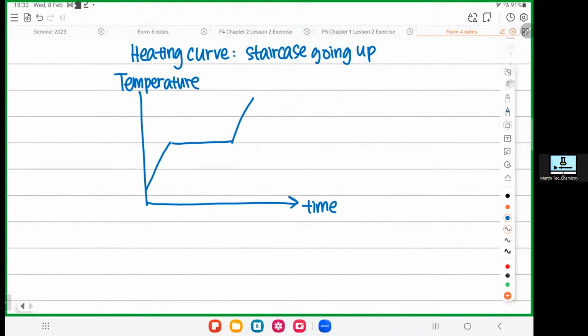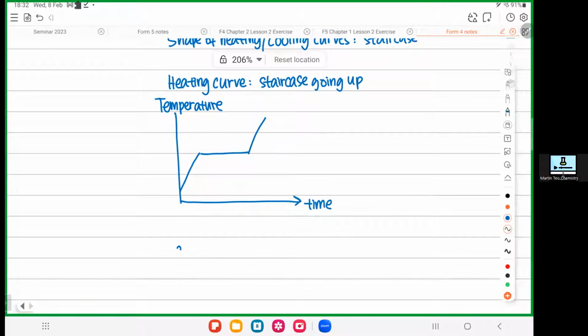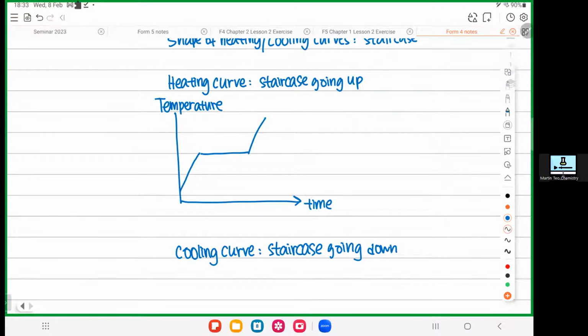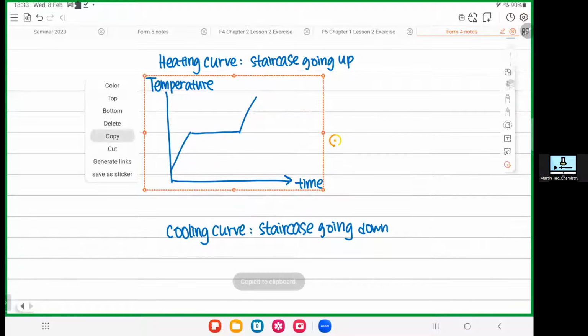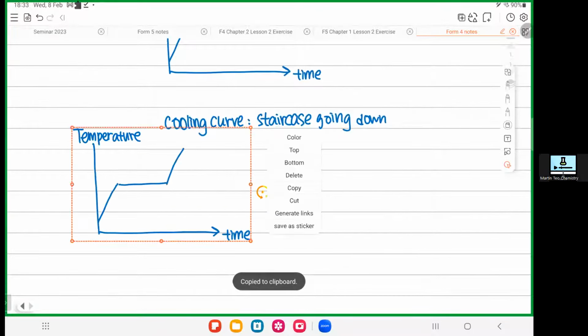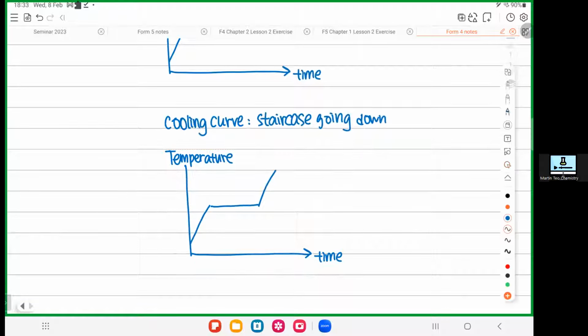When you come to the cooling curve, you will see the staircase as well, but now the staircase is going down. It's a descending staircase. Let me copy and paste. Like this, your staircase now will go down.